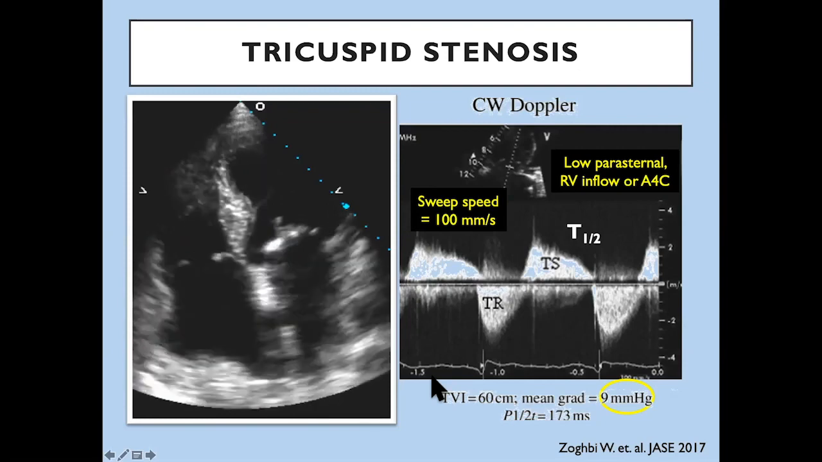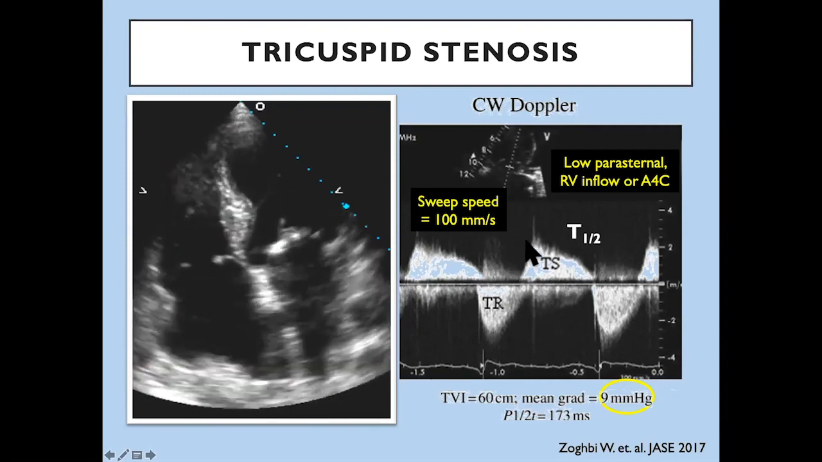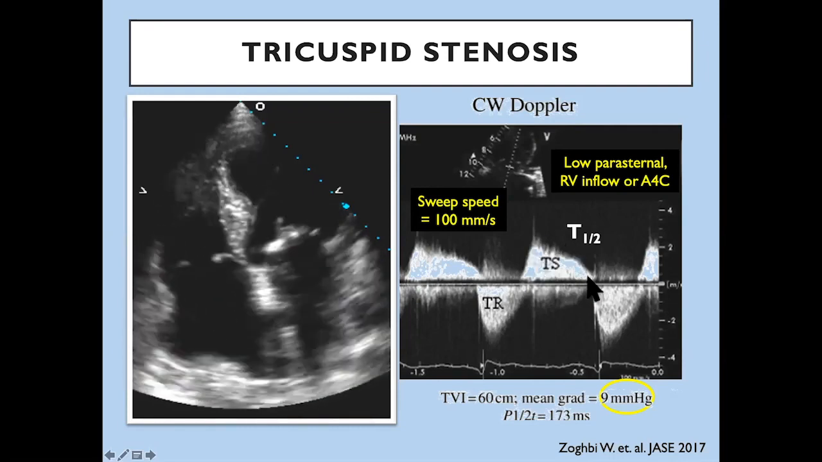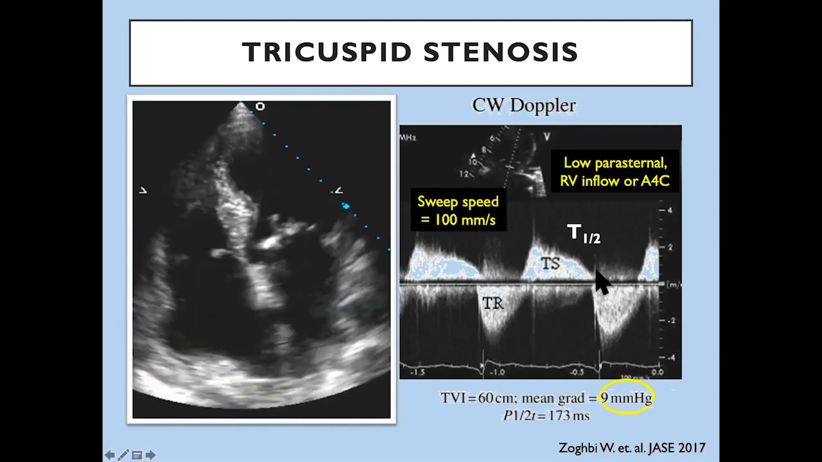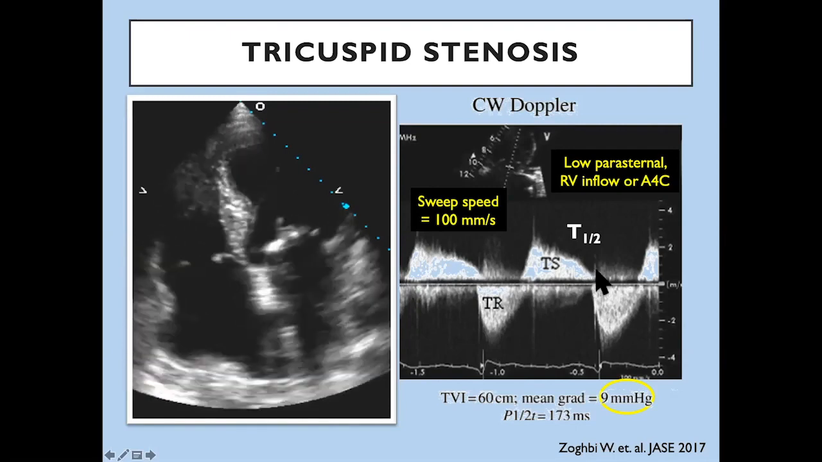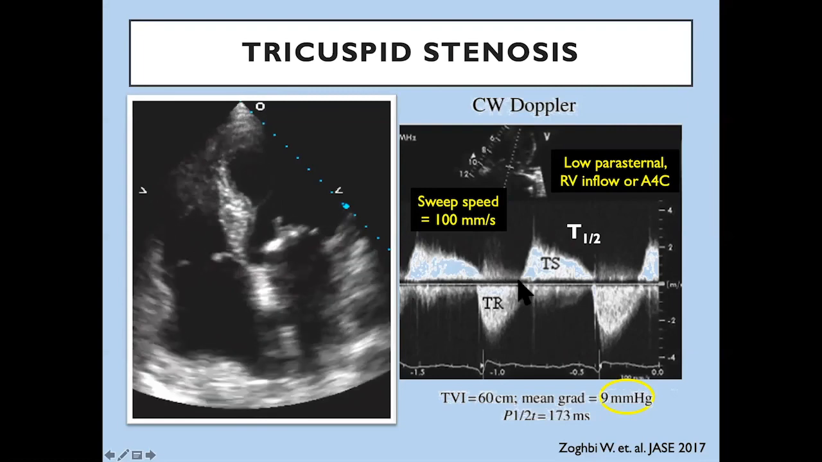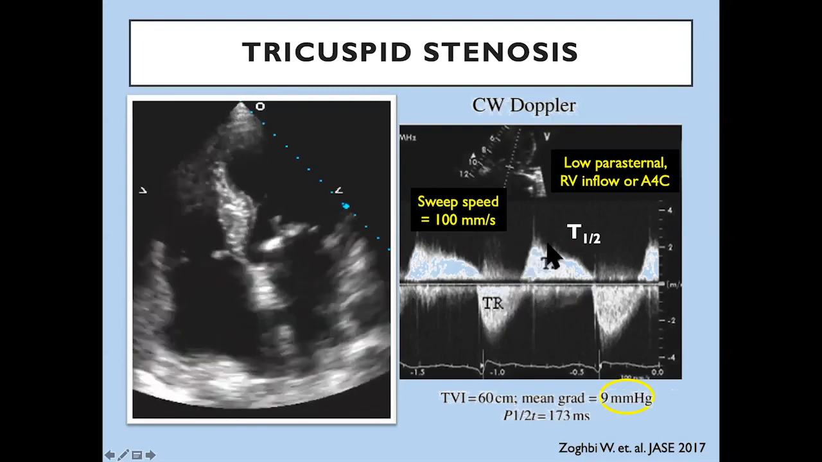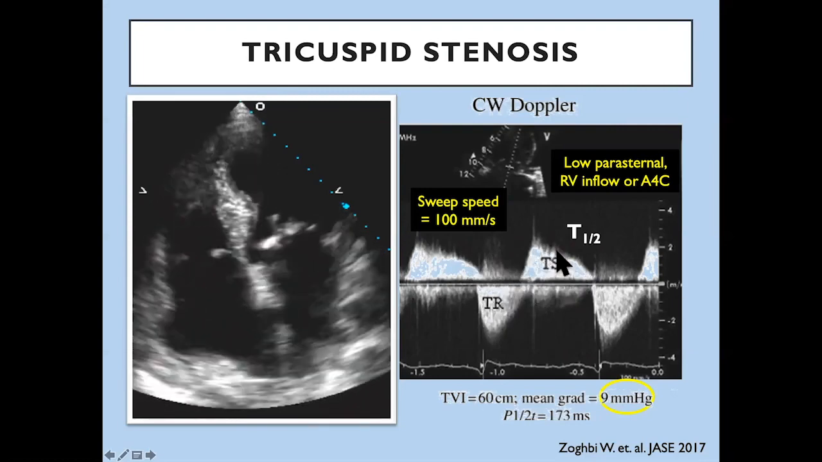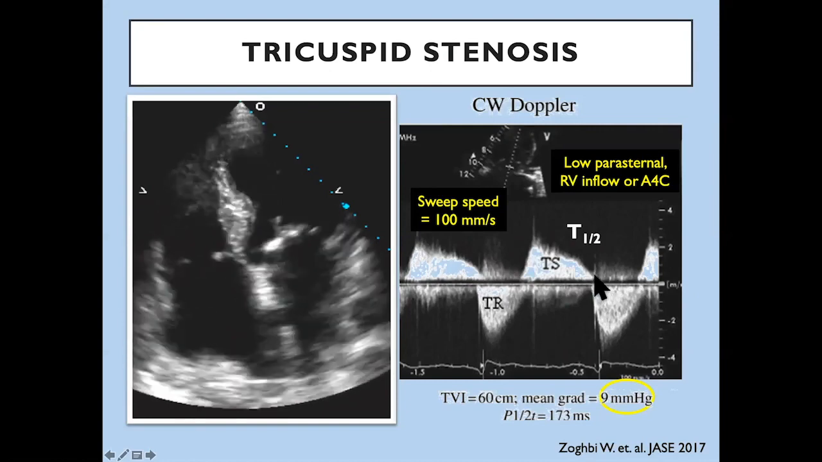One of the things that we know is that when you assess tricuspid stenosis, the most useful assessment piece is actually the CW Doppler jet in diastole. And the low parasternal RV inflow or the apical four-chamber views are the best positions to record this CW Doppler jet. So here you can see a recording from this patient. This is the TR jet. This is the TS, the CW Doppler of tricuspid stenosis during diastole.